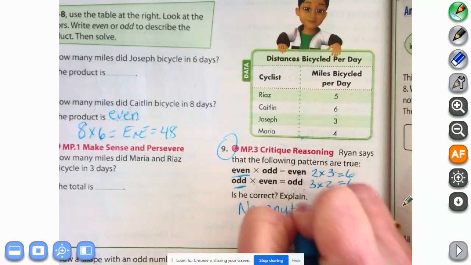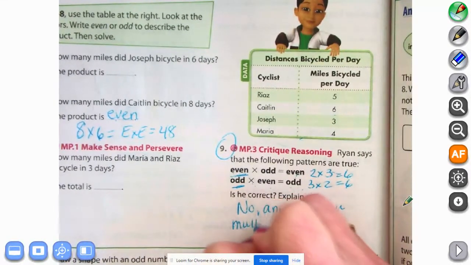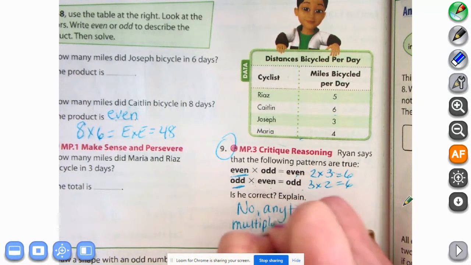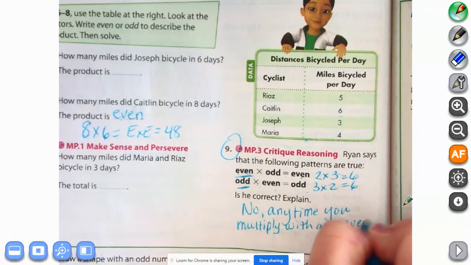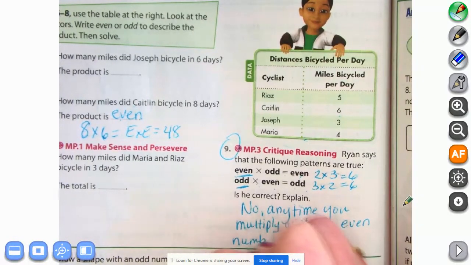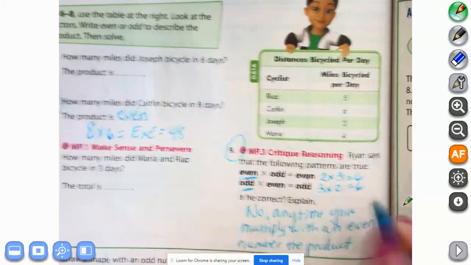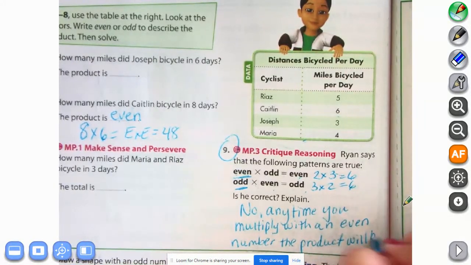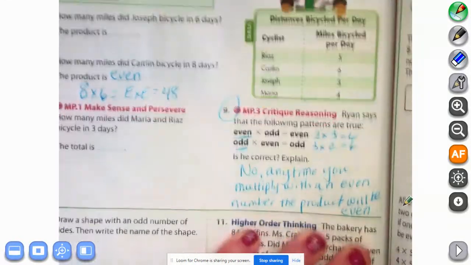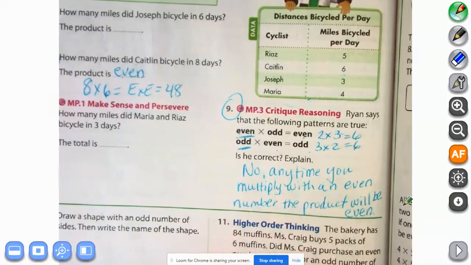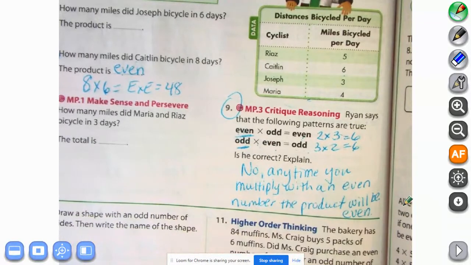Any time you multiply with an even number, the product will be even. Okay, no matter what. As long as there's one even number, then the product is going to be even.